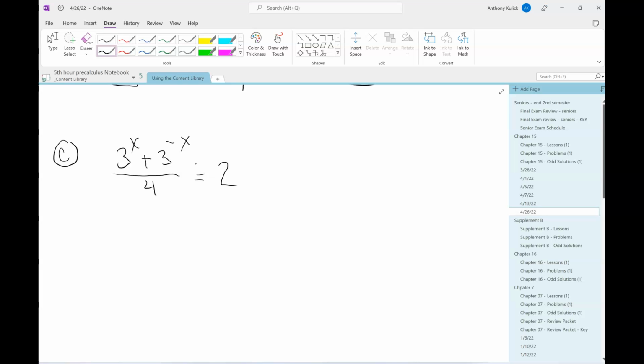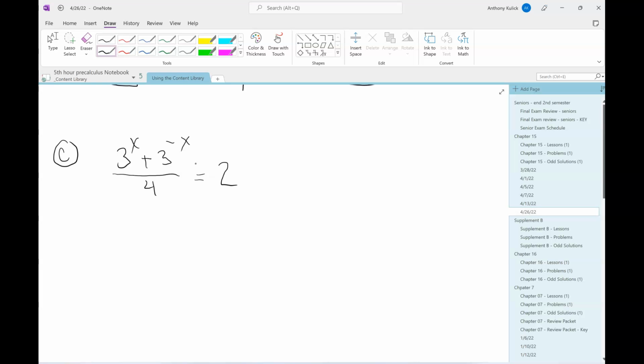What'd you see? The negative x. So we have a negative in the exponent. Yup, very good. What else? I see x in more than one place, right? I have a 3 to the x and a 3 to the negative x. And then I also have this fraction floating around in here, right? That I have this thing over 4. So those are probably the 3 things that are just like, I'm not sure what to do with this.